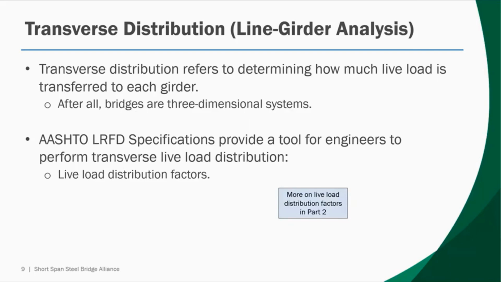Fortunately, AASHTO specifications provide a tool for us engineers to perform that transverse live load distribution, and those are called live load distribution factors. What we do is we take the moments and shears from an influence line analysis, multiply them by the appropriate live load distribution factor, and we then obtain the live load moments and shears necessary for design. Part 2 in this video series will specifically discuss live load distribution factors and how they're computed according to AASHTO specifications.